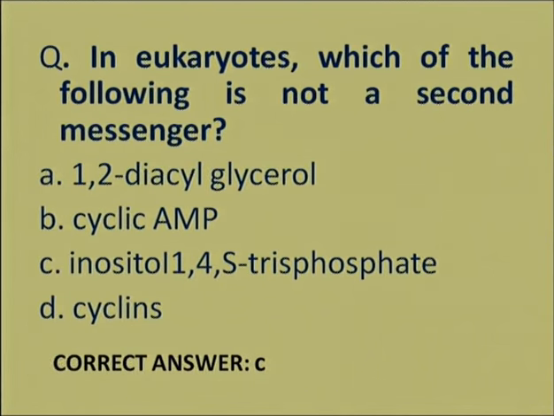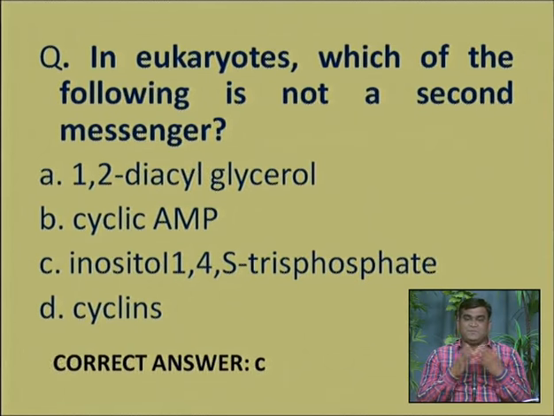In the eukaryotes, which of the following is not a secondary messenger? 1,2-diacyl glycerol, also known as DAG, is a secondary messenger. Cyclic AMP is also a secondary messenger. Inositol 1,4,5 triphosphate is also a secondary messenger. Now the option D, that is cyclin. Here the correct answer is D, cyclin. It's not C. It is D, cyclins. It is not a secondary messenger because it is a protein which is involved in the division of the cell.